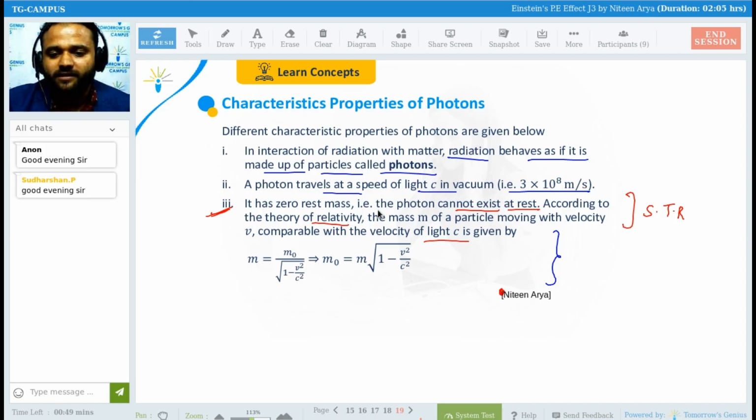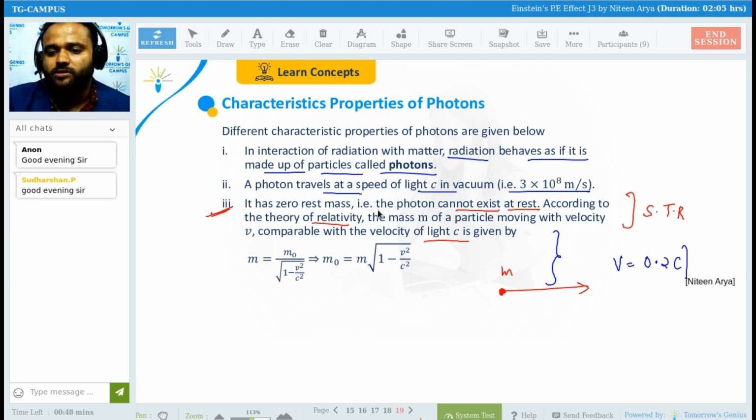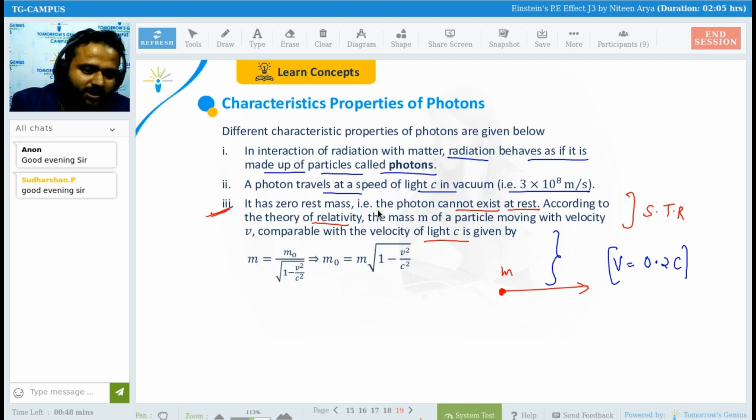Suppose this is your object of mass m, and I throw this object with a speed of 0.2 c. It is quite high. What does it mean? The velocity of this particle is 0.2 c, meaning 1/5 of the speed of light. So your mass can be altered. I'm not saying negative. It is going to change, and the change is going to be in this way.